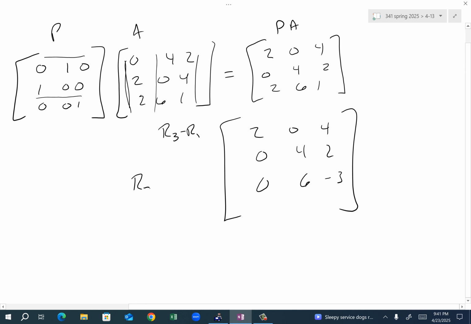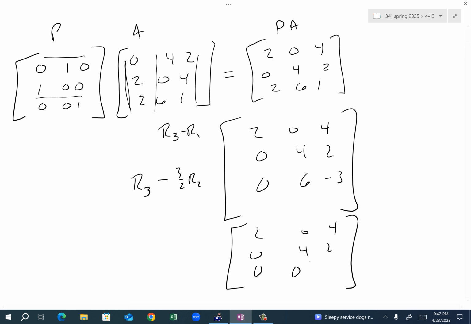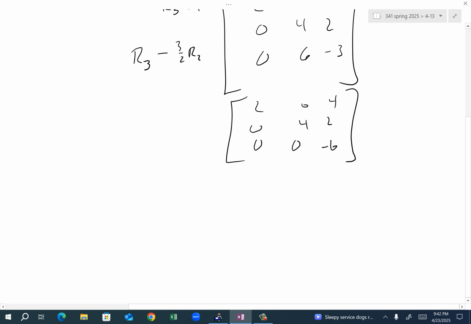So I'm going to take now R3 minus 3 halves of an R2. And so that's going to give me 2, 0, 4, 0, 4, 2, 0, 0. And then we had negative 3 halves minus 3, which is negative 6 in the last spot. So that should be our guy, right? This is the U part of the thing.